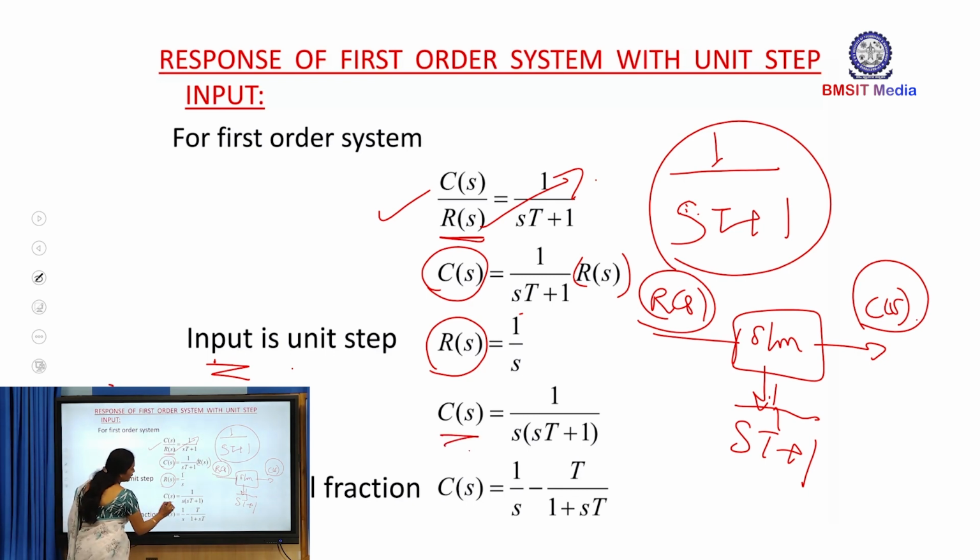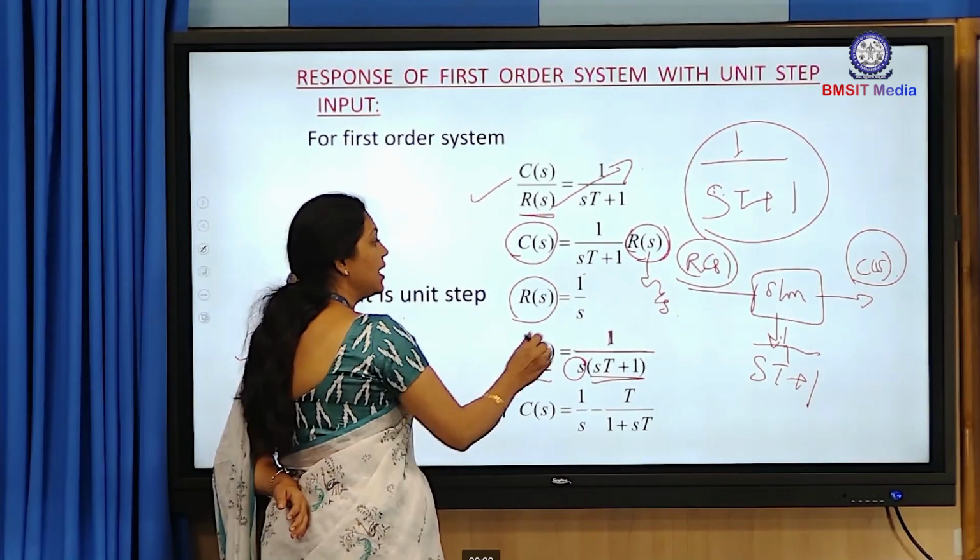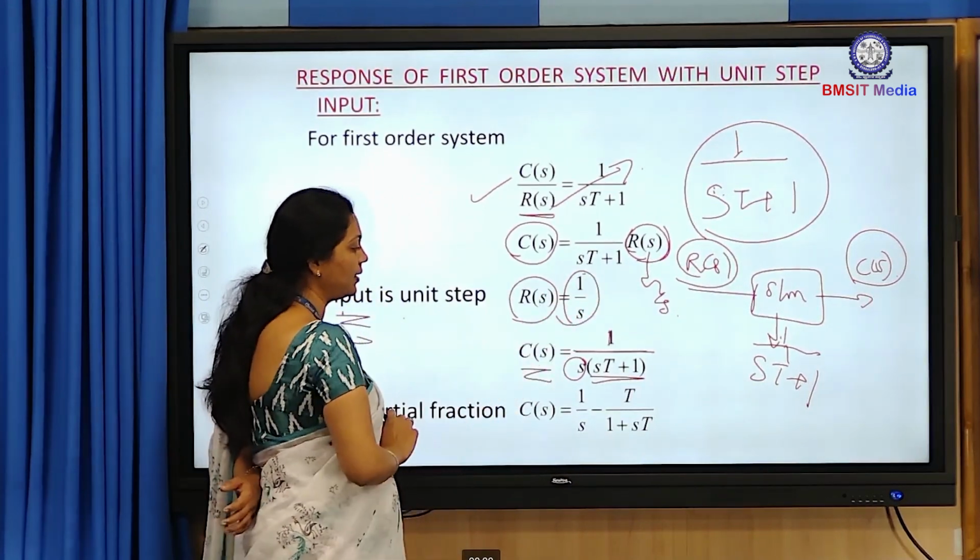Therefore, what will be the new term of C(s) here? I substitute the R(s) value here. This R(s) will be substituted by 1 divided by s. So 1 divided by this function, that is s into (Ts plus 1), will be equivalent to this extra function, which is nothing but 1 by s. That 1 by s is nothing but this.